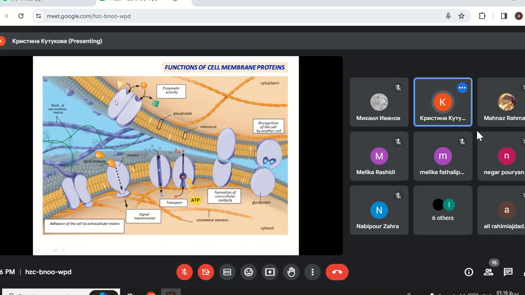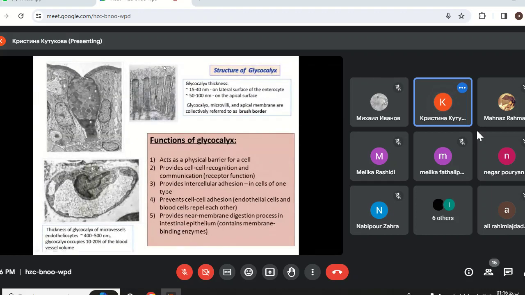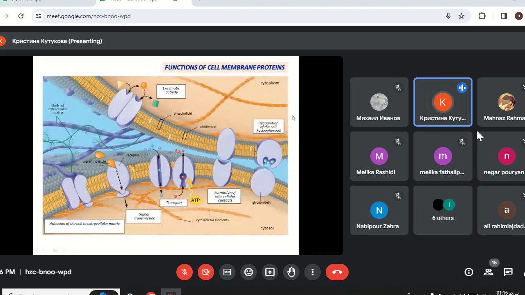And here you can see another function, enzymatic activity. In this case, this is also not just some protein, it's the enzyme protein which is inserted inside the cell membrane. In this case, it performs its enzymatic activity inside the cytoplasm of the cell. In the case of the enzymes in glycocalyx covering the microvilli of the intestinal epithelium cells, they perform their enzymatic activity outside of the cell. So it can be both like this or that.